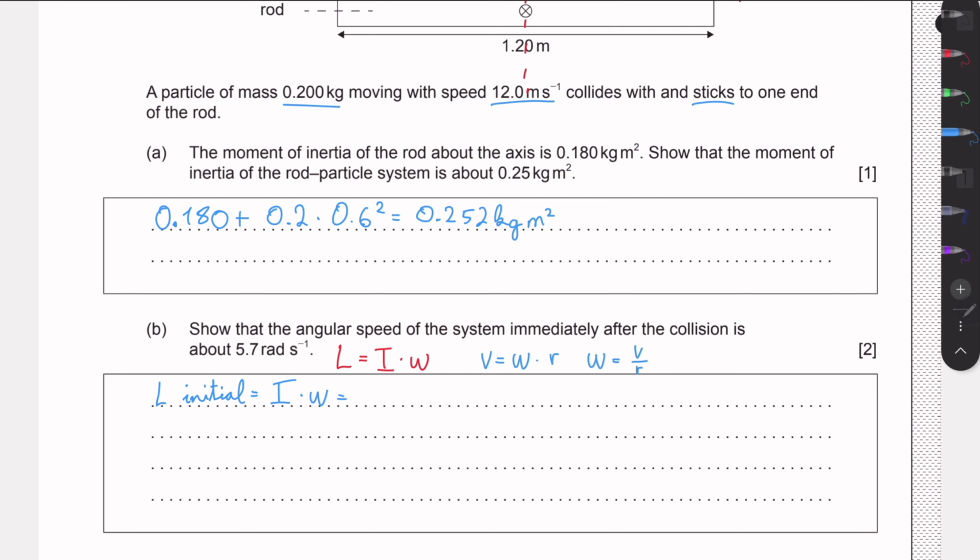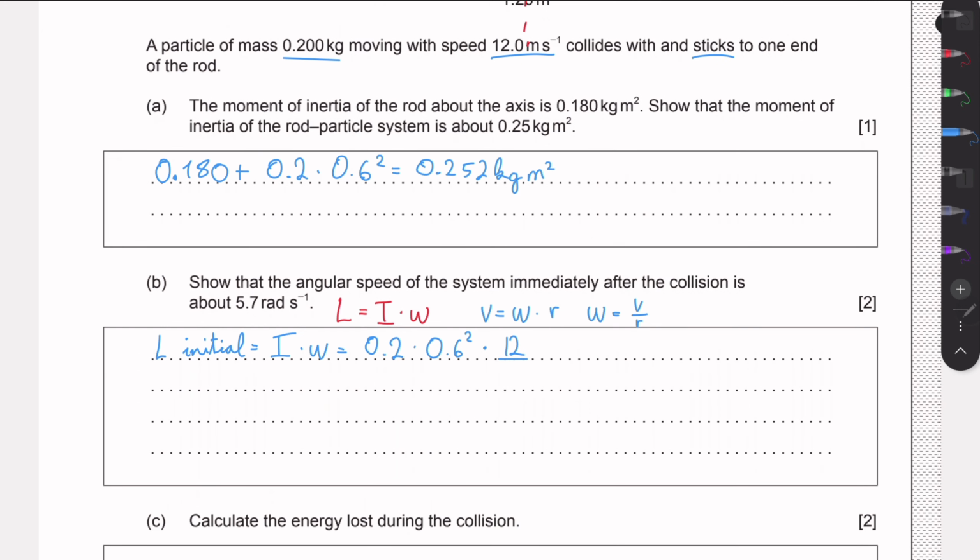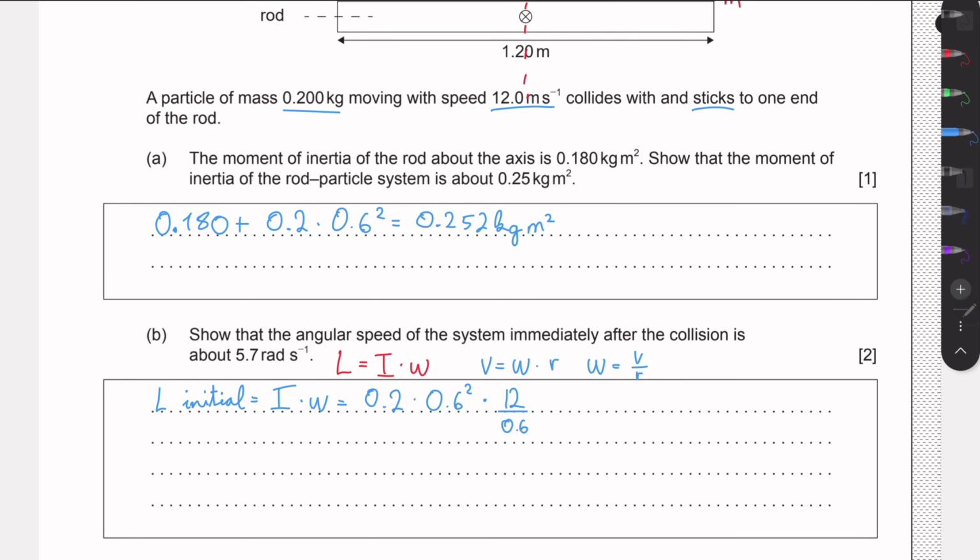the moment of inertia is just going to be 0.2 times 0.6 squared. So this is the moment of inertia, and then our angular speed will be v over r. So 12 is linear speed divided by the distance from the axis, so that's going to be 0.6 again. And then if we do this, we get 1.44 joule seconds. Although you don't need to write these units in between. Just make sure you write the final units.